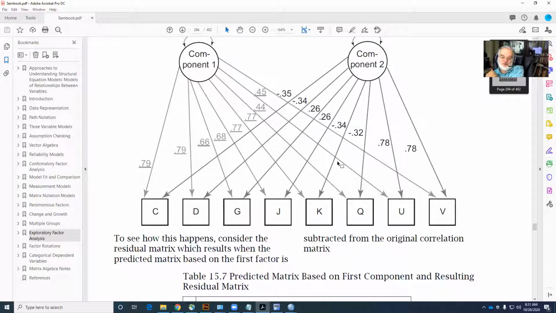But the nice thing about it is this all more or less follows the same logic of the tracing rules and reproducing variances and covariances as we had. So is that kind of a long-winded answer? Okay, thank you. Okay. Anything else?